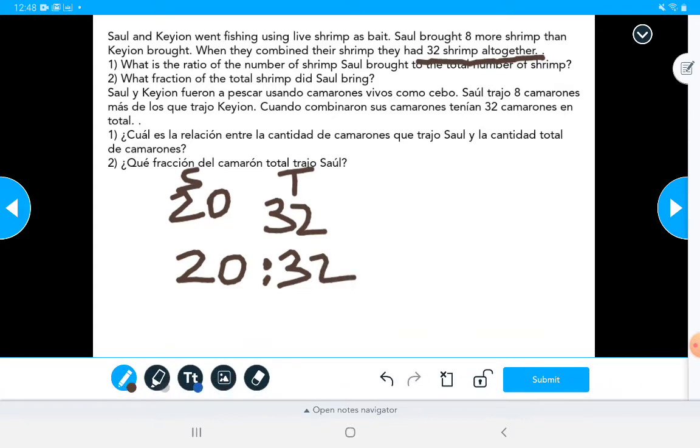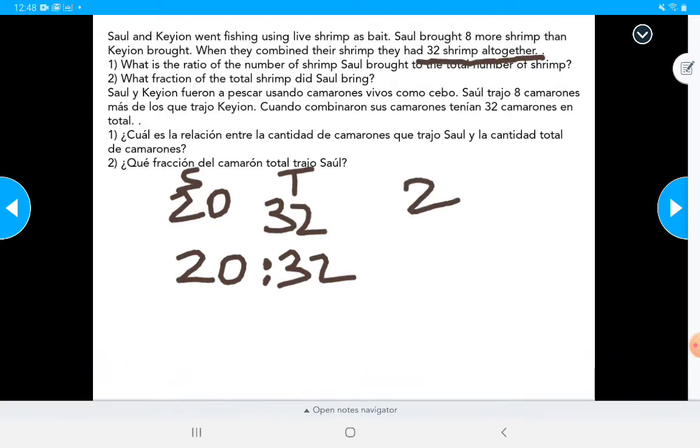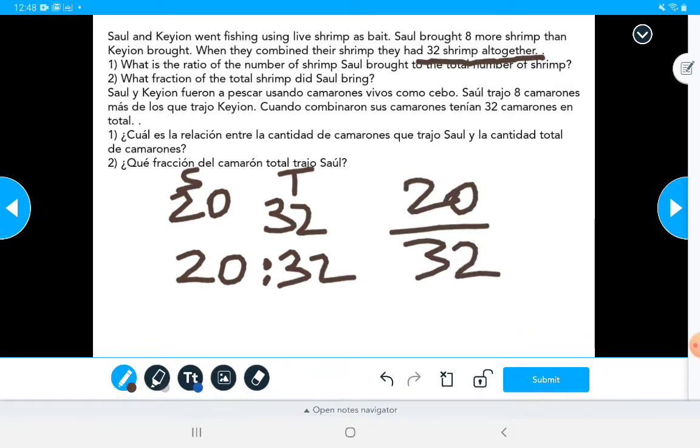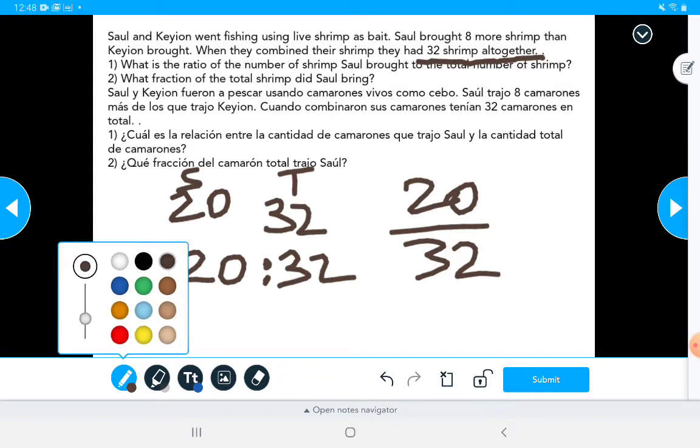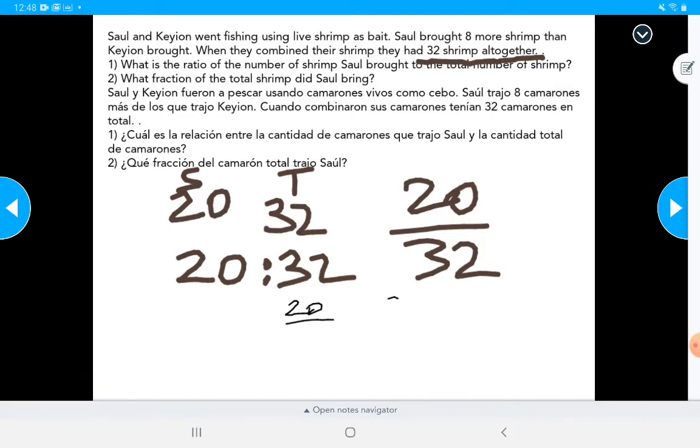Now, the second question asks, what fraction of the total shrimp did Saul bring? So what fraction of the total shrimp did Saul bring? So we want it to be, he brought 20 out of 32 total shrimp. So that would be his fraction. Now, in this one, I'm going to use the better strategy where we pick the greatest common factor. And so I'm going to write my two numbers. We have 20 and 32.